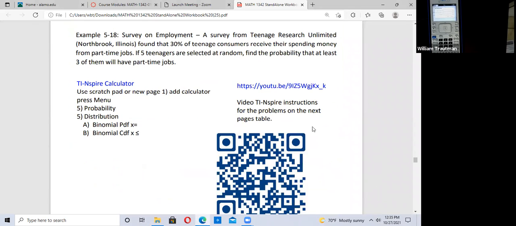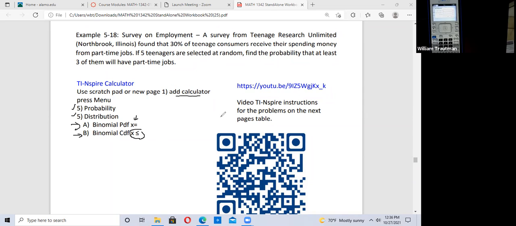So once again, here are the steps. I have the steps written down right here. Go to the scratch page or to a new calculator page. Number 5 probability, number 5 distribution. A is if you have an equal sign. But we got to go to B if it's X is less than or equal to, okay? So B if X is less than or equal to. So this looks like an easy section, but it's really a hard section.